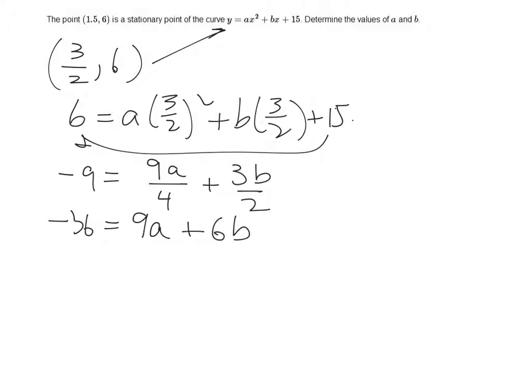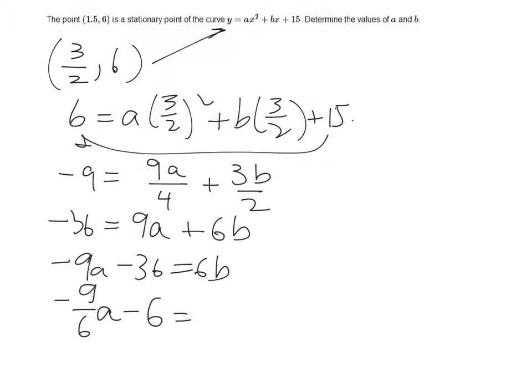And then I'm going to write this in terms of B. So we will have negative 9A minus 36 equals 6B. And I'm going to divide both sides by 6 so that we've got B. So we end up with negative 9 over 6 A minus 6 equals B. So that's what we've got there. So now we've got a value for B.